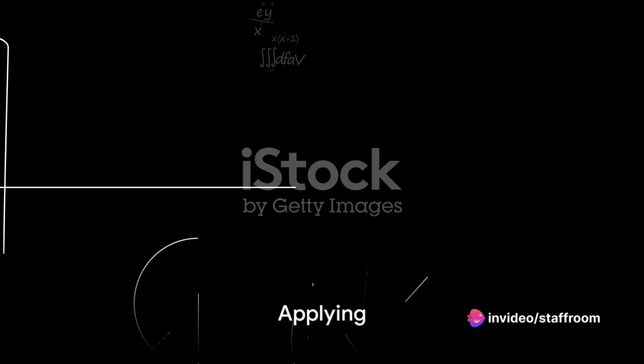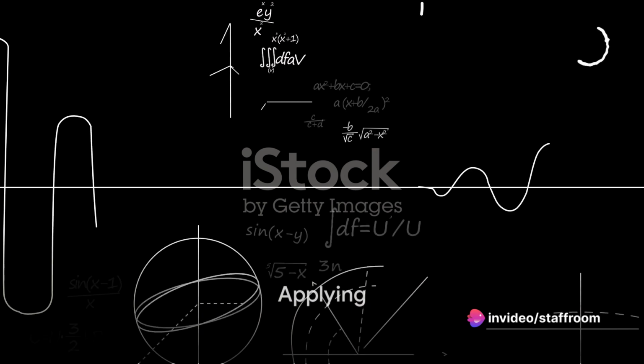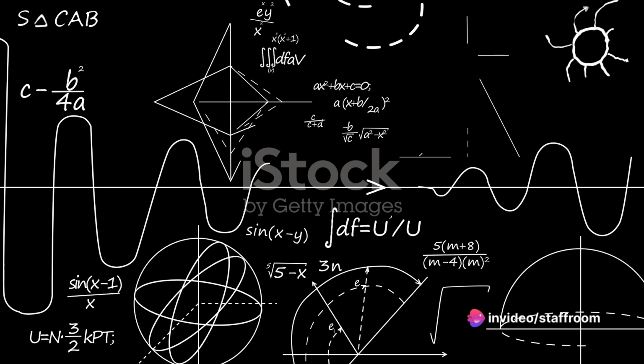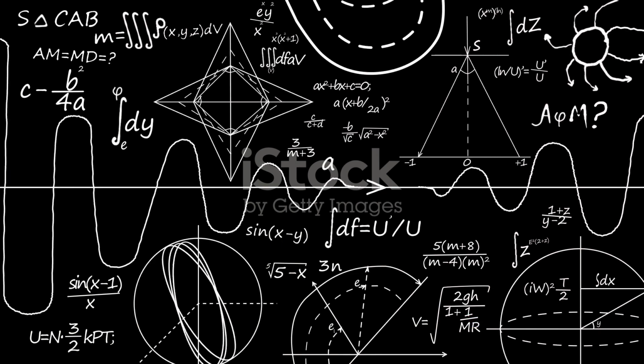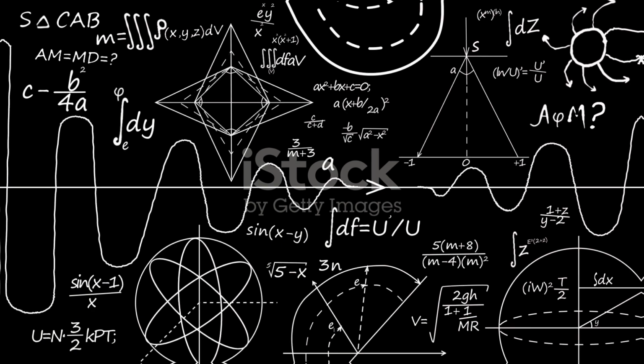The third level is applying. This involves using information in new situations. It's about taking what you've remembered and understood and putting it into action. For instance, using a mathematical formula to solve a problem.